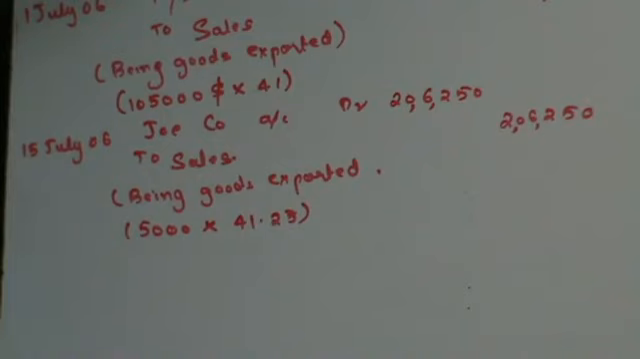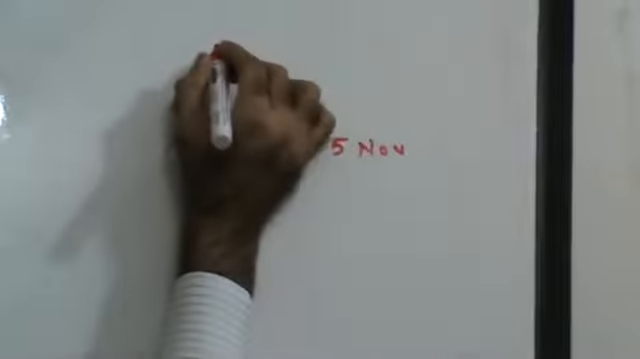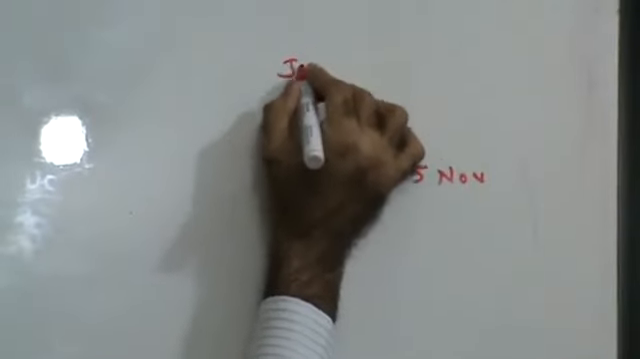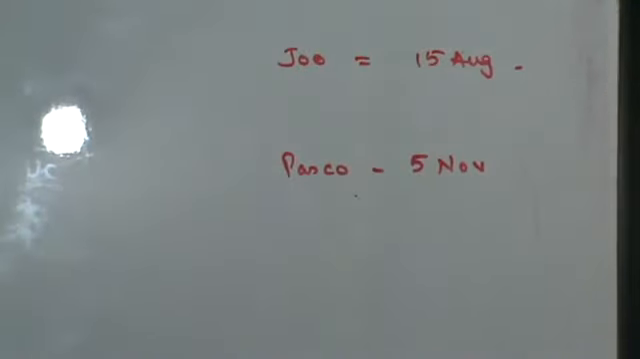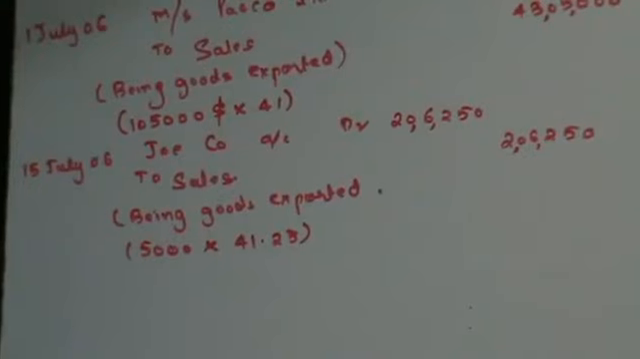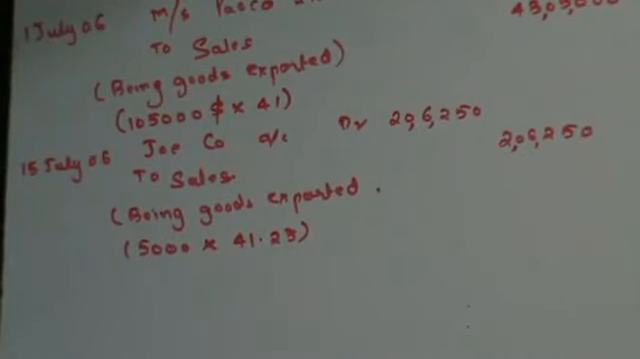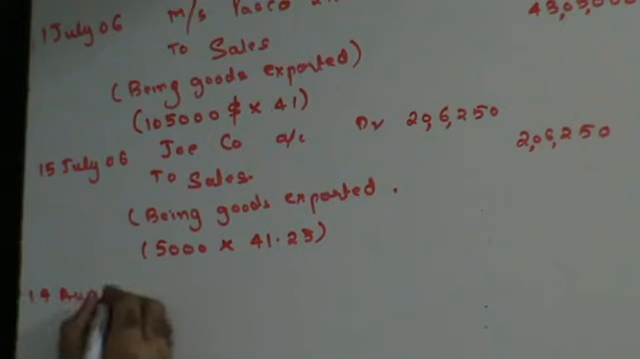The amount is to be received after 30 days. So 15th July, I should get this amount on 15th August. That means it should come before Pasco. Here I will write this is Joe, I need a payment on 15th August. Next, let's move on ahead. Then they are saying that before 15th September, you are going to have 15th August. 30 days. July has 31 days. So 14th August, you will get the payment.